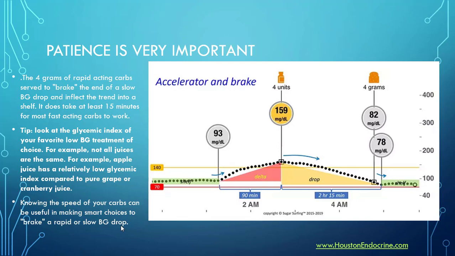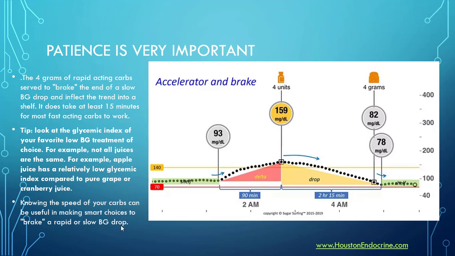In this example, we're reviewing the concept of the accelerator and the brake. You need to know a lot of information about the food you're eating. Is it a fast carb or a slow carb? So the concept of glycemic index becomes important. For example, not all juices are the same. Apple juice has a low glycemic index compared to pure grape or cranberry juice. How rapidly your blood sugars go up with a carbohydrate can depend on your body and the glycemic index.